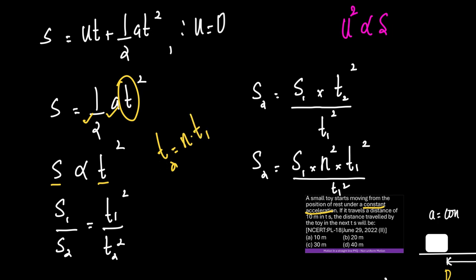n square into t1 square. So that becomes s2 is equal to s1 into n square into t1 square by t1 square, which is equal to 1. So this primarily becomes s2 is equal to s1 into n square.